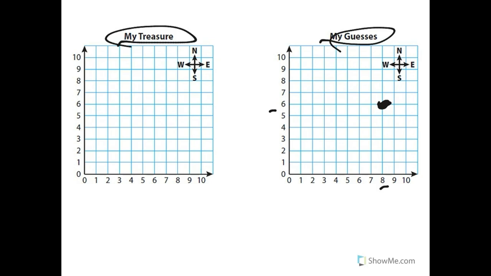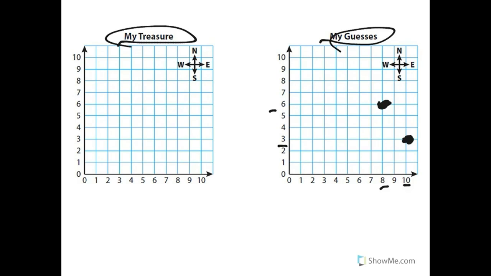10, 3. 10 and 3, not 10 thirds. Oh. 10 and 3. So 10 here, 3 here. All right. You are farther away from my treasure. You are farther southeast of my treasure. You have gone the opposite direction that you need to go. 3 more guesses.